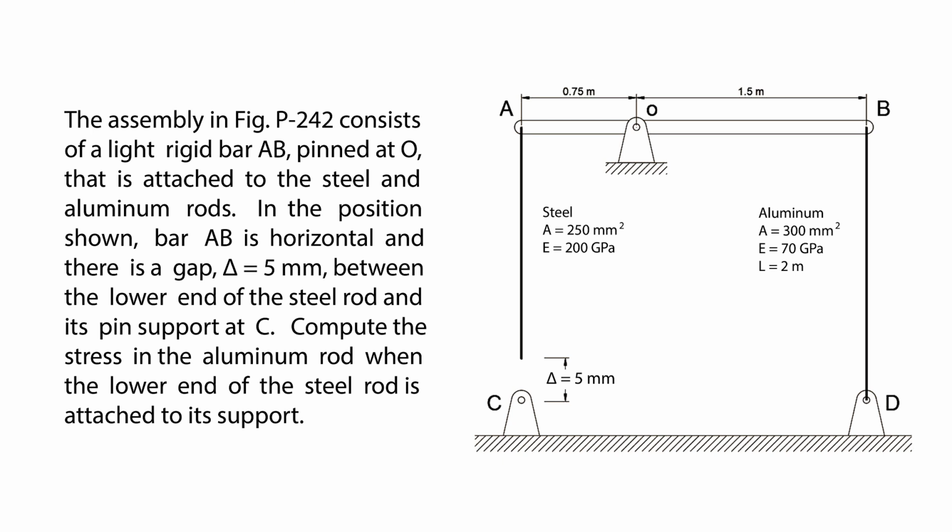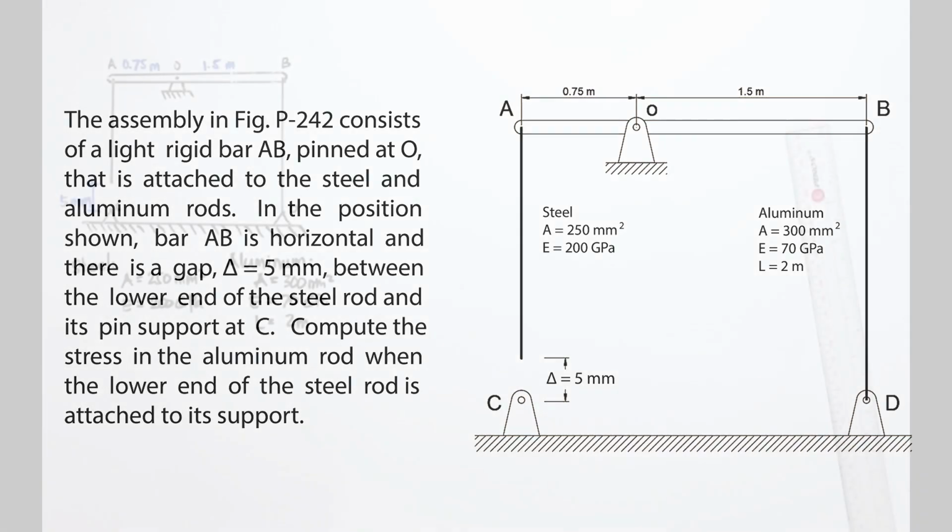The assembly in figure P-242 consists of a light rigid bar AB pinned at O that is attached to the steel and aluminum rods. In the position shown, bar AB is horizontal and there is a gap of 5 millimeters between the lower end of the steel rod and its pin support at C. Compute the stress in the aluminum rod when the lower end of the steel rod is attached to its support.